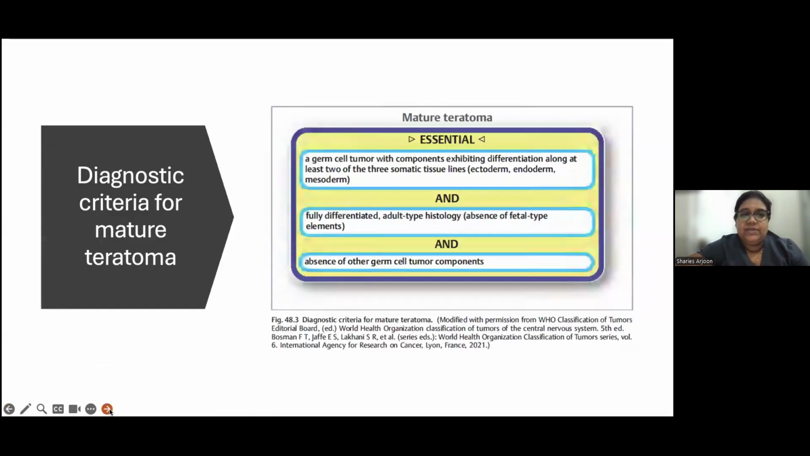So the diagnostic criteria for mature teratomas would be a germ cell tumor with components exhibiting differentiation along at least two of the three somatic tissue lines, and fully differentiated adult type histology with absence of fetal type elements and the absence of other germ cell components.